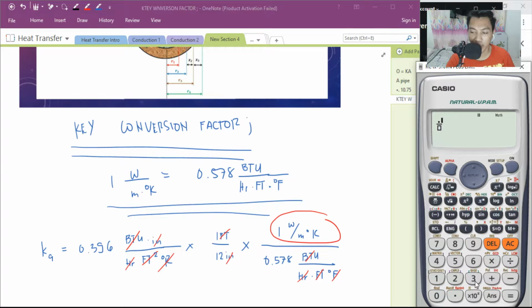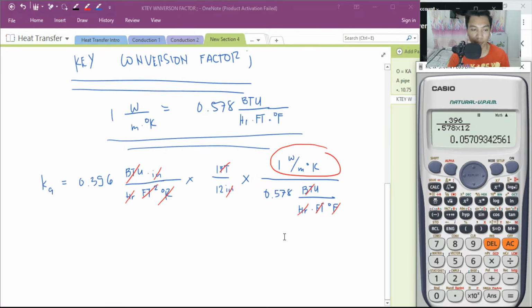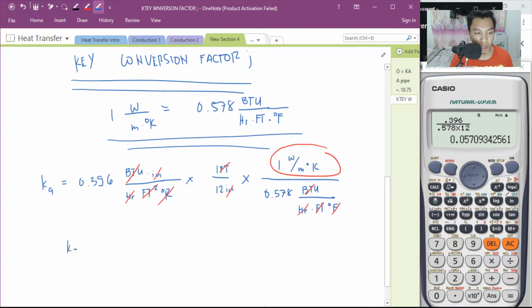So, 0.396 divided by 0.578 times 12. The answer is, asbestos, Ka is equal to 0.0571 watt per meter degree Kelvin. Hindi na mahaba yung ating solving. How about kay cork naman?